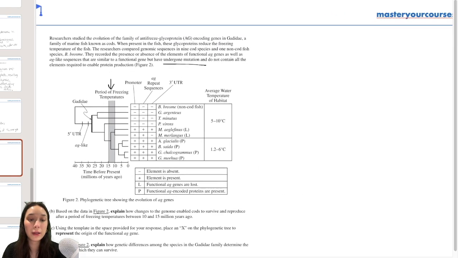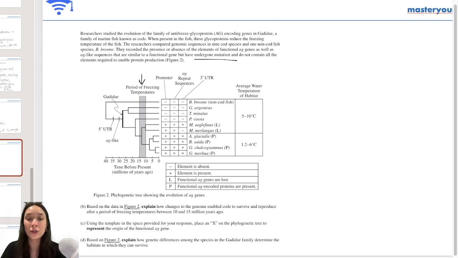Part B says, based on the data in figure 2, explain how changes to the genome enable cods to survive and reproduce after a freezing temperatures between 10 and 15 million years ago. Okay, so this one's actually pretty straightforward, and it's not really asking you anything about this diagram here. Just think about it in general when you're changing the genome sequence. So the change of the genome sequence is going to change your phenotype.